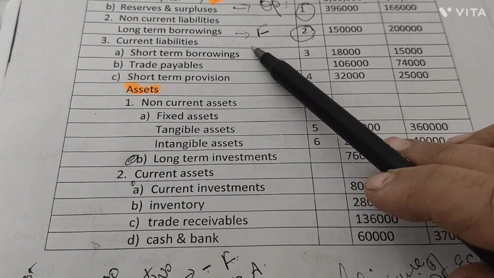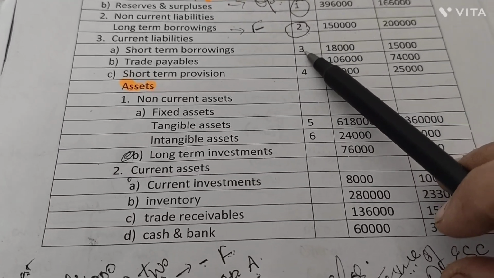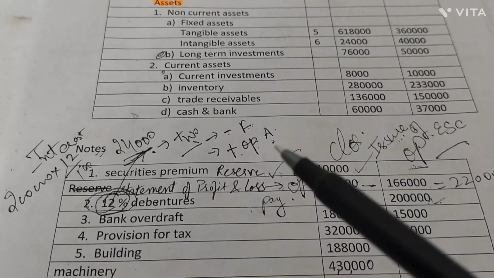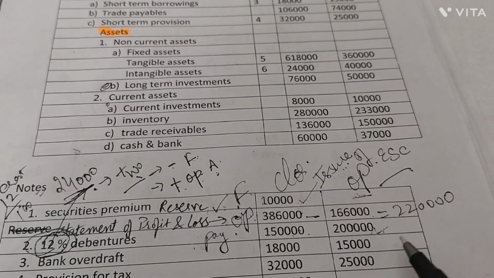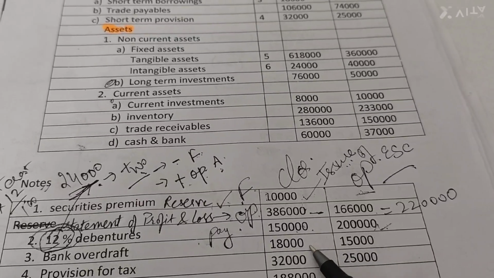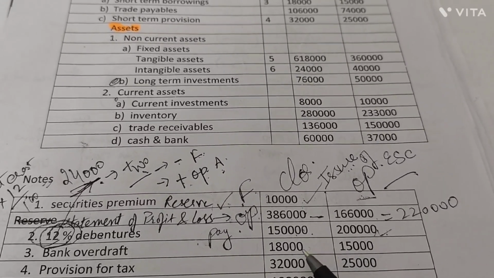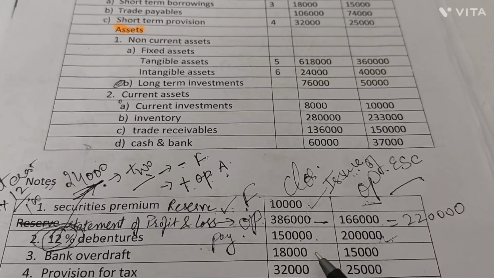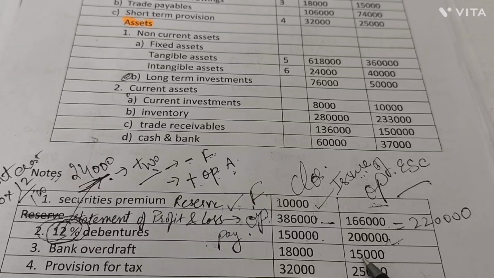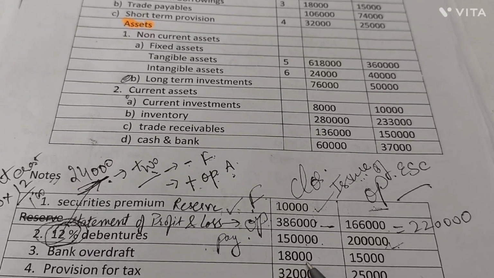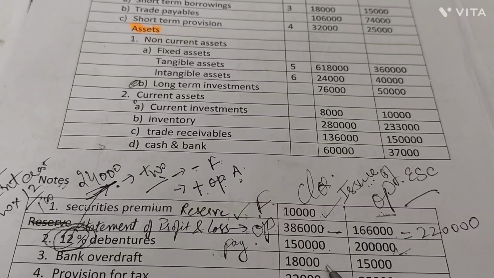Now the third head is current liabilities. He is talking about short term borrowings. Notes to account is 3. Let's go to notes to account 3. Under the 3 head, I have bank overdraft, which was 15,000 earlier. Now it is 18,000. It means that the bank overdraft balance is raised by rupees 3,000. There is a plus of rupees 3,000. That means raising of funds is rupees 3,000. Bank overdraft value has increased by 3,000.